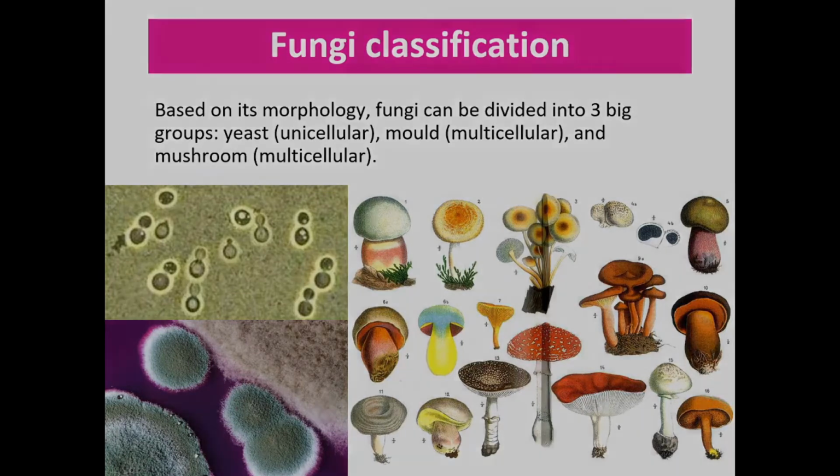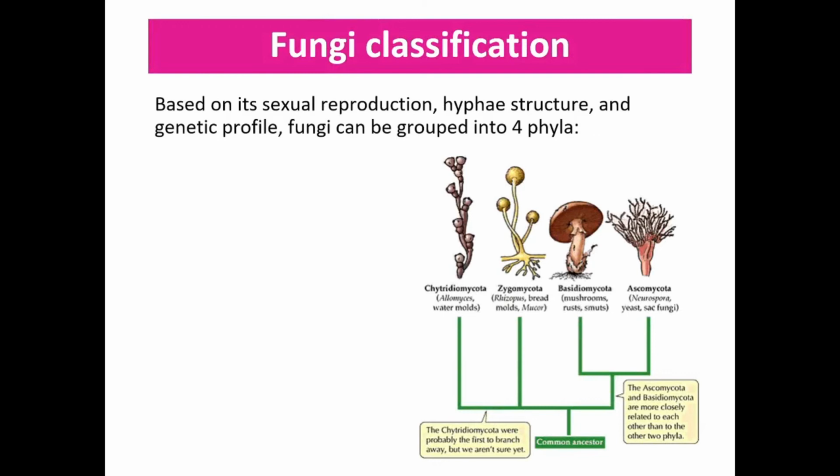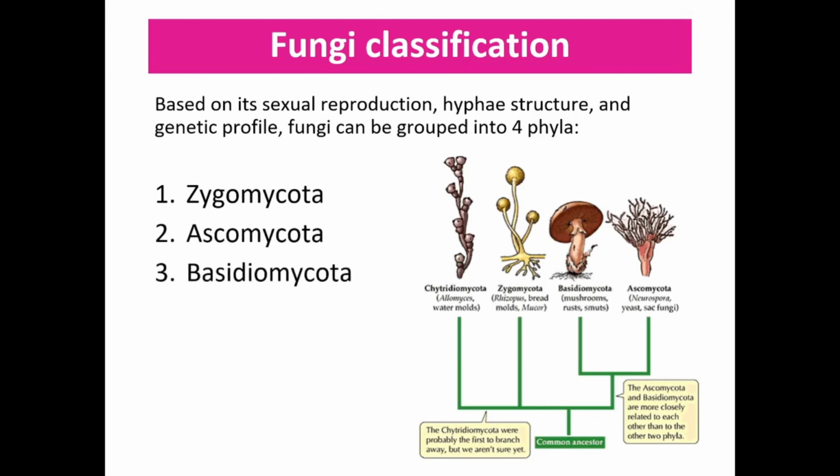Based on its sexual reproduction, hyphae structure, and genetic profile, fungi can be grouped into four phyla. First is Zygomycota. Next is Ascomycota. Third is Basidiomycota. And the last group is Chytridiomycota. We will see the description of each group in the next slide.